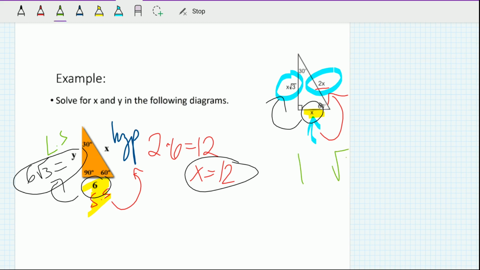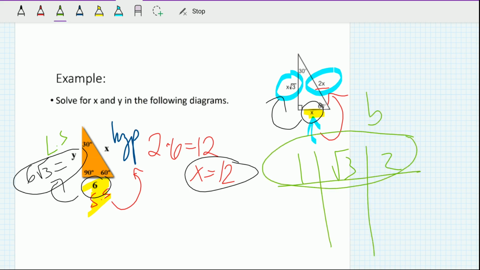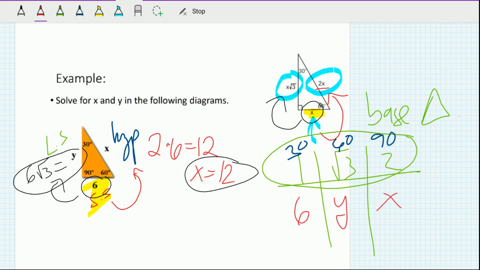So 1, square root 3, 2. This isn't going to change, right? Because remember, this is my base triangle that I decided to use. That is a 30, 60, 90. And just in case you forgot, it always goes in order: 30, 60, 90. So we already did the work for that anyway. The side opposite the 30 was the 6. The side opposite the 60 was the y. And then the side opposite the 90 is the x. And so then there you go, right?